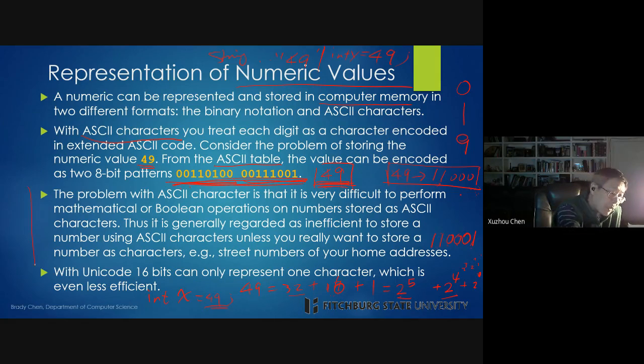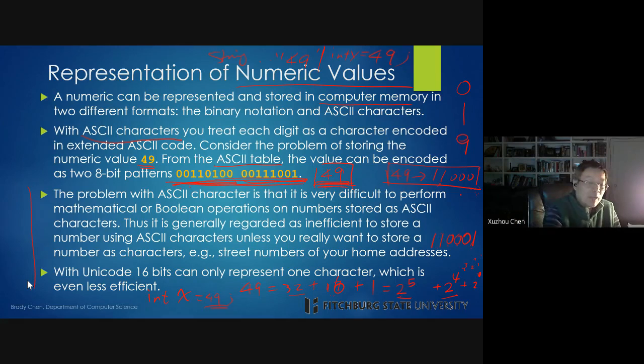So this is actually, we explained this here. The problem with ASCII characters is that it is very difficult to perform mathematical or Boolean operations on numbers stored as ASCII characters. So it's generally regarded as inefficient to store numbers using ASCII characters, unless you really want to store numbers as characters.